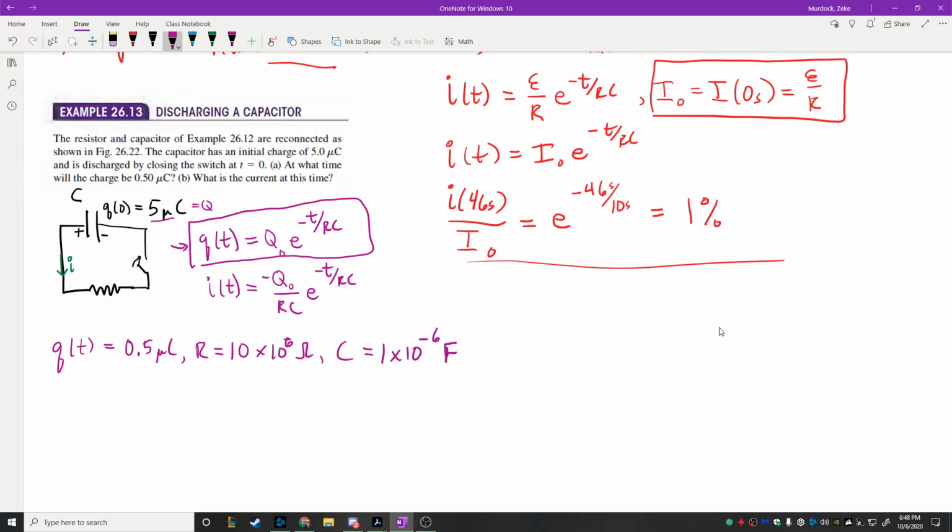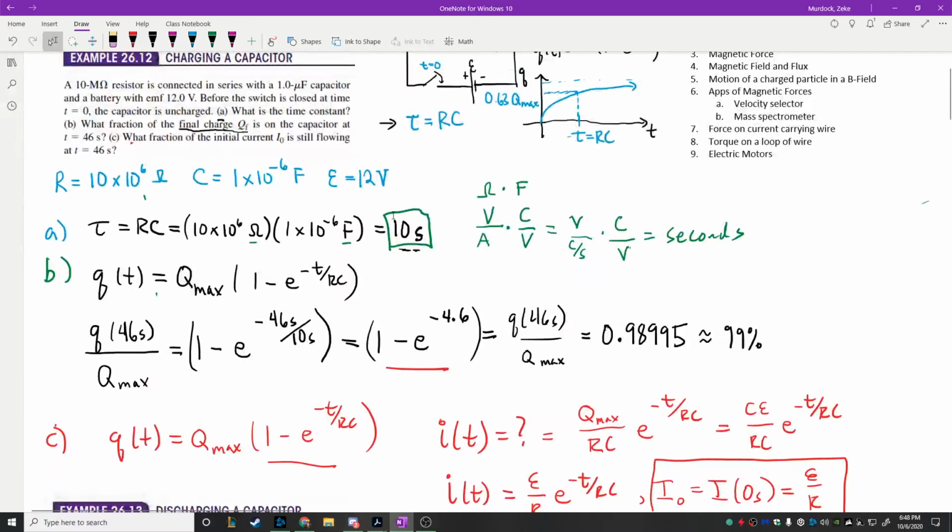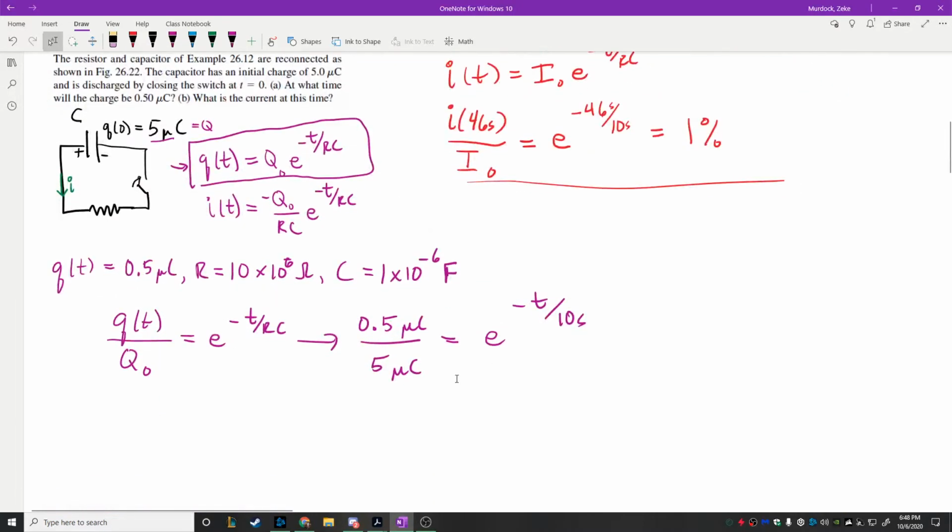So looking at our equation right here, we would write Q at that time, and let's just go ahead and divide by Q naught. Q over Q naught should be equal to e to the negative t over RC. In this case, we're searching for time, so we can plug in some values. The charge at that time is given as 0.5 microcoulombs. The initial charge on the capacitor was 5 microcoulombs. And this should be equal to e to the negative t divided by 10 seconds, because R times C, when we multiplied it before, gave us 10 seconds. So we just need to solve this.